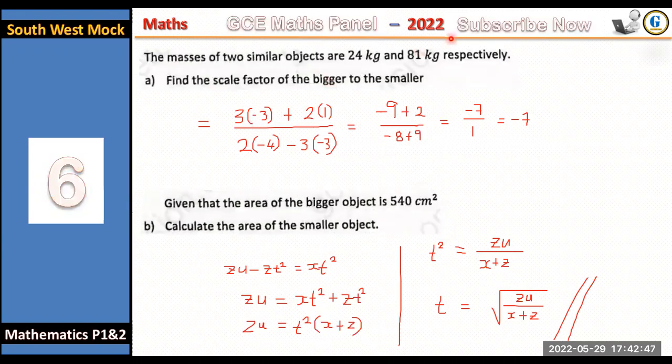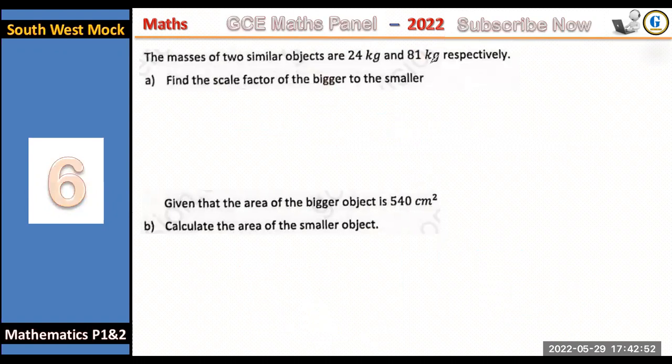All right, number 6. We have to make sure we clear this section A today. The masses of 2 similar objects are 24 kilograms and 81 kilograms respectively. Find the scale factor of the bigger to the smaller one.